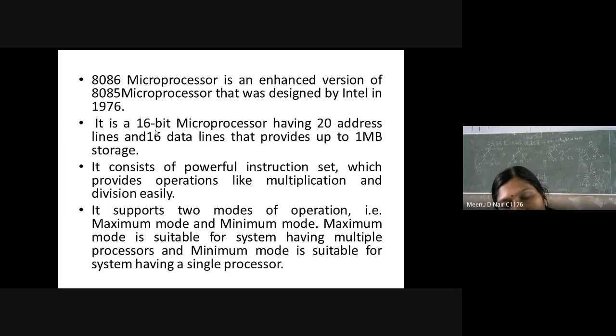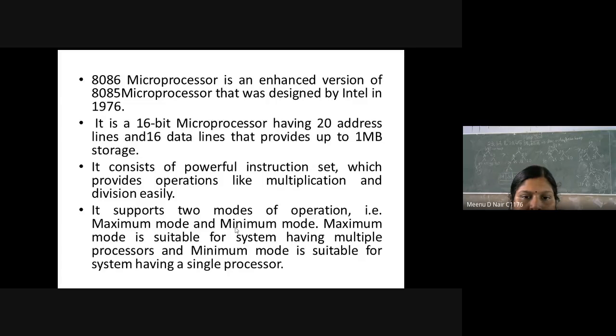Then the main feature here is that it is a 16-bit microprocessor, and it has 20 address lines and 16 data lines. But what about your 8085? Is it an 8-bit or a 16-bit? You have to differentiate between them in the case of data bit size, how many address lines there will be, and how many data lines there will be. All these things will be different from your 8085.